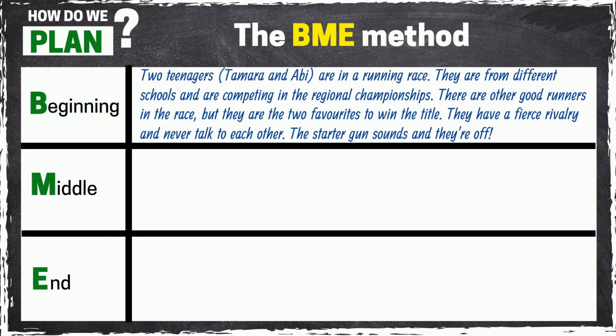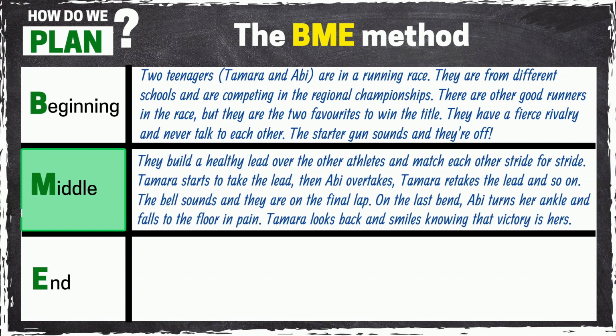Now, move on to the middle of your story. They build a healthy lead over the other athletes and match each other stride for stride. Tamara starts to take the lead, then Abby overtakes. Tamara retakes the lead, and so on. The bell sounds, and they are on the final lap. On the last bend, Abby turns her ankle and falls to the floor in pain. Tamara looks back and smiles, knowing that victory is hers.